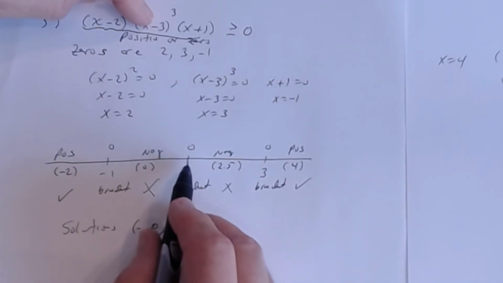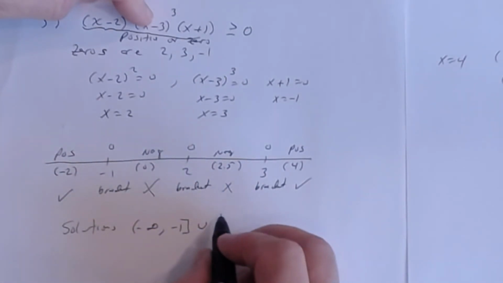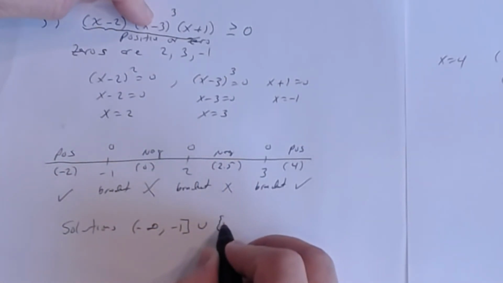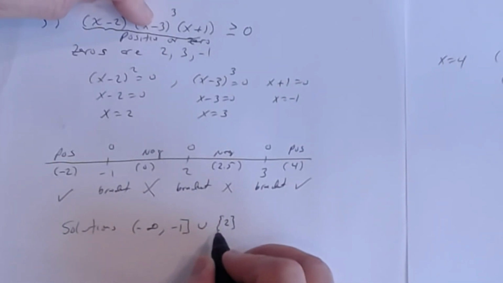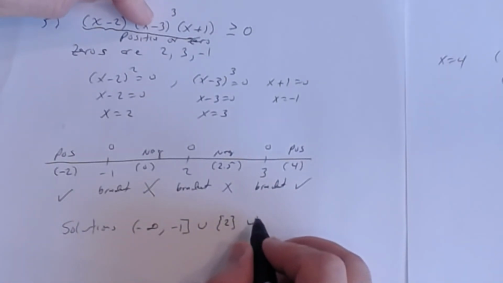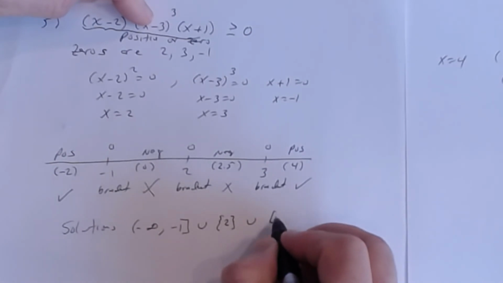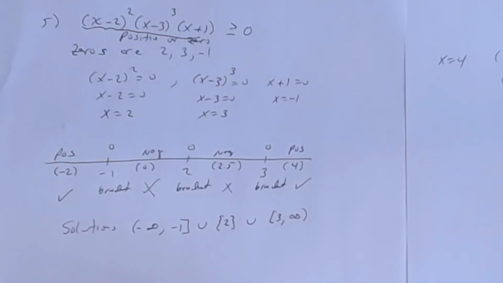What about this 2? This 2 right here. See, that's a number all by itself. So you must say union. Notice I'm using the set notation here. So union the element 2, because 2 is also a solution. And then union, and then from bracket 3 to infinity. So that's how you write this. Okay?